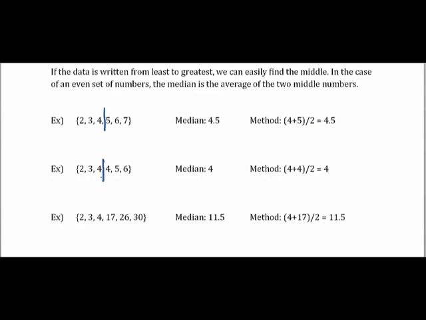Here, we're looking at splitting these 6 data points into 3 and 3, so the middle would be the number between 4 and 4, which happens to be 4. The number between 4 and 4 is 4, so 4 plus 4 divided by 2 is 4.